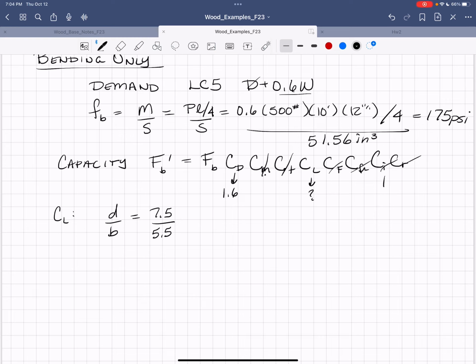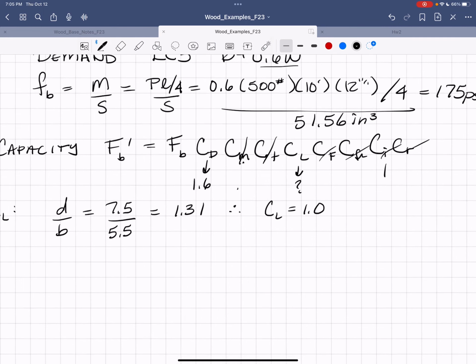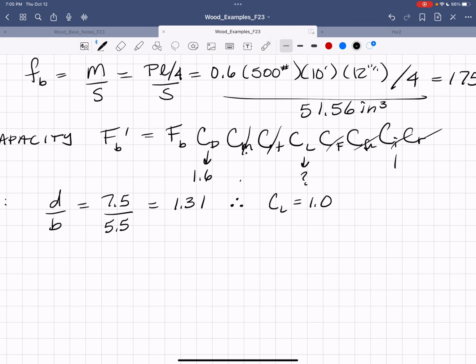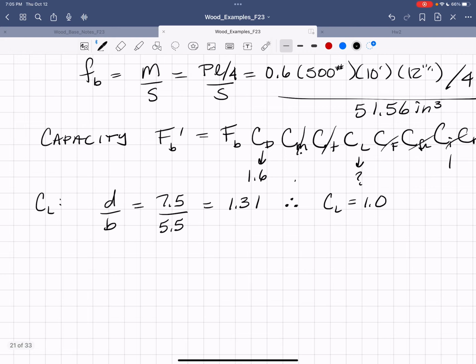So D over B in the strong axis direction equals 1.31. So no lateral support required, and I get C sub L equals 1. These three dots mean therefore, if you didn't already realize that. And F sub B prime is equal to 1500 psi in bending times 1.6, and everything else is 1, so I get 2400. So we are way good on this one too.